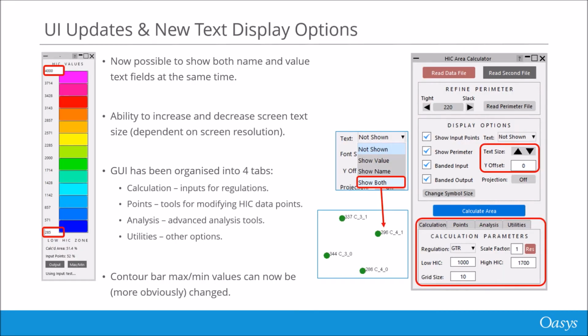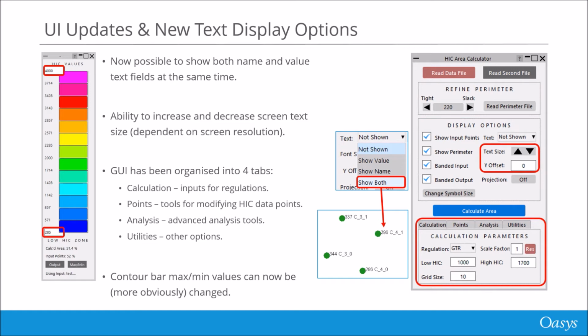In Primer 17, it's now possible to show both name and value text fields at the same time, which you couldn't do before. You also have the ability to increase and decrease the screen text size, which depends on screen resolution. One of the main things we've changed is at the bottom of this panel, where we've reorganized the GUI into 4 separate tabs.